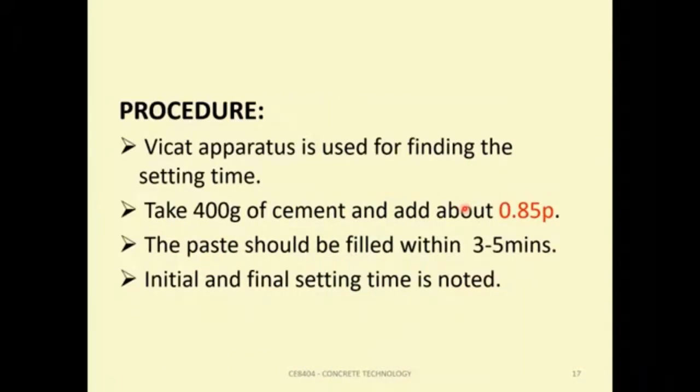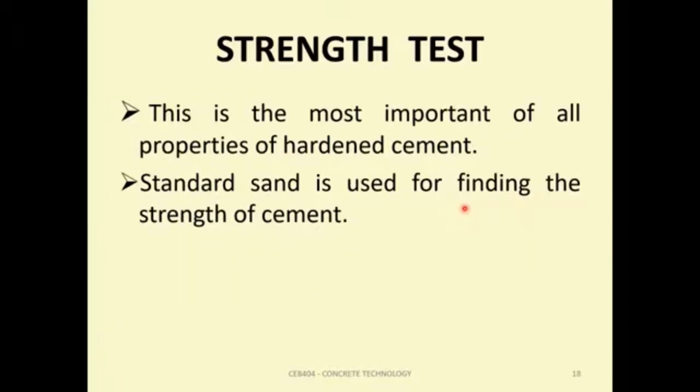The procedure for those tests is the same. The Vicat apparatus is used for finding the setting time. We have to take 400 gram of cement and add 0.85 times the consistency of water, and the paste should be filled in the Vicat apparatus within 3 to 5 minutes. Initial and final setting times should be noted based upon the needles.